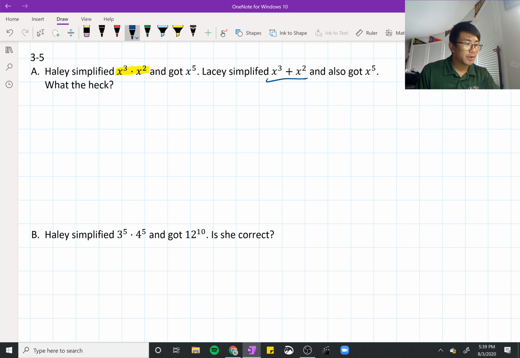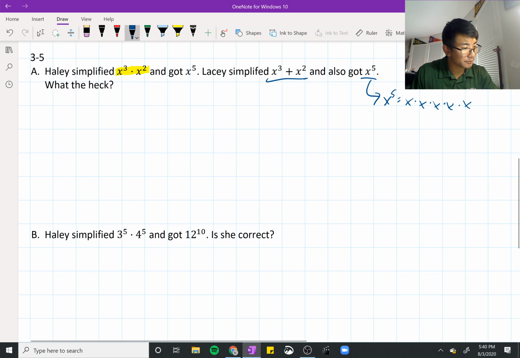Well, we can think about what x to the fifth actually means. Remember, x to the fifth power just means you have 5 x's, 1, 2, 3, 4, 5, multiplied together. So let's think about which of these two expressions, x cubed times x squared or x cubed plus x squared, actually means x times x times x times x times x, right?